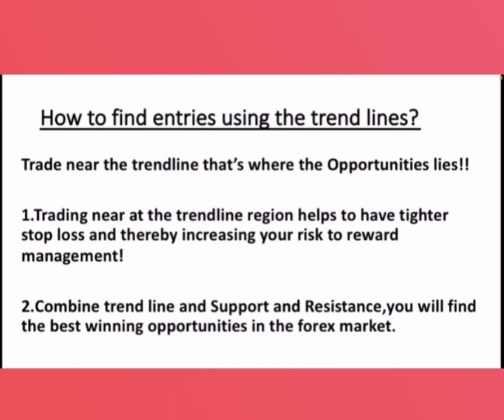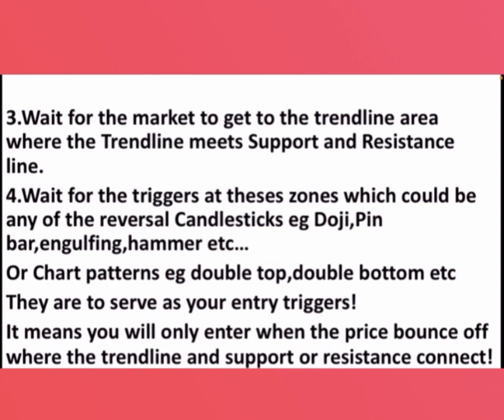If you allow the trend line and the support and resistance to guide you, definitely you will know how to pick your best winning opportunities. So always combine your trend line and your support and resistance to get the best of the forex market. Number three, wait for the market to get to the trend line area where the trend line meets the support and resistance. Wait for it to get to that point.